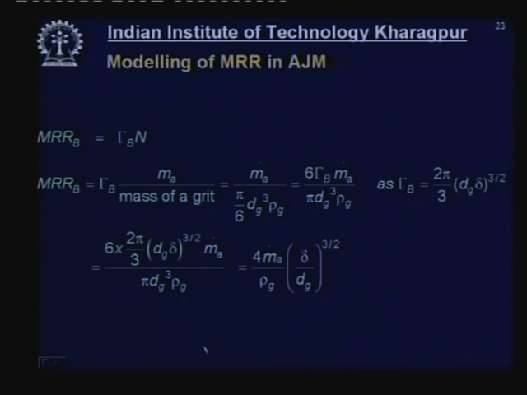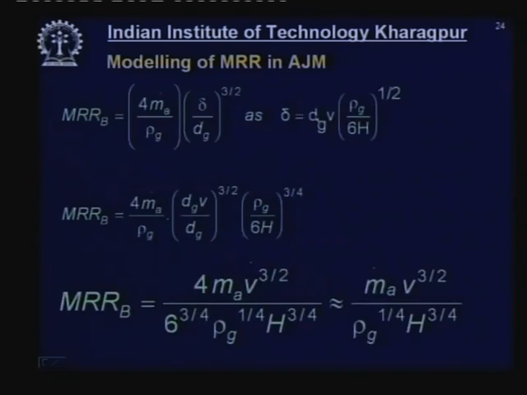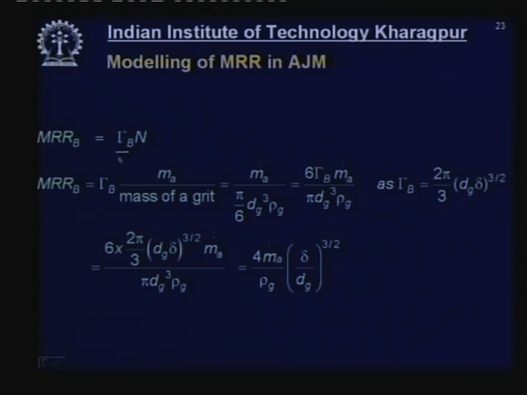Now let us come to the material removal rate. How much would be my material removal rate? Material removal rate would be the amount of material removed in a single impact, this gamma b, times the number of impacts. So that is what we have written: amount of material removed in a single impact into number of impacts. So it is very simple.